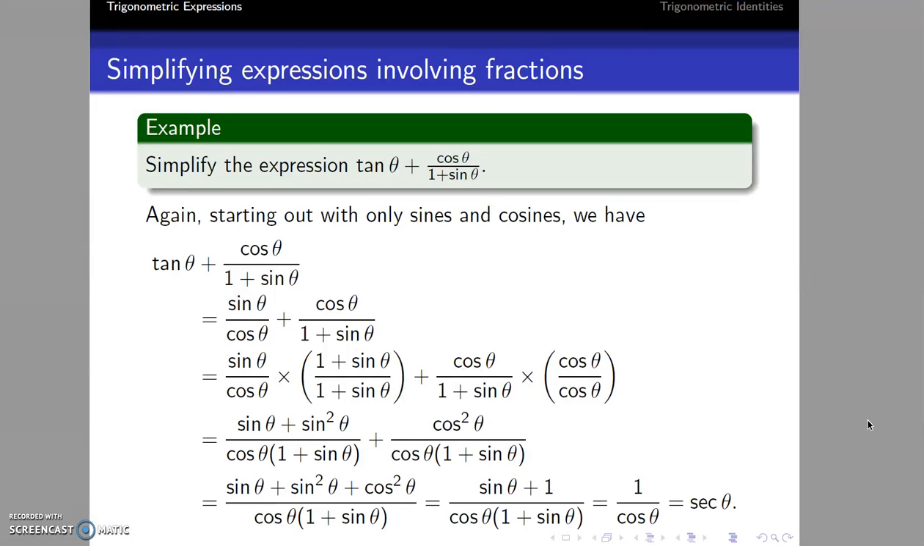So in my fraction, I've got sine theta plus 1 in the numerator. I have a factor of 1 plus sine theta in the denominator. Those factors cancel, leaving me just with 1 over cosine theta. So if you were to have to compute tangent of theta plus cosine theta over 1 plus sine theta for varying values of theta, go for it. You could take theta and you stick that into this expression, do all that mess, or just find the secant.